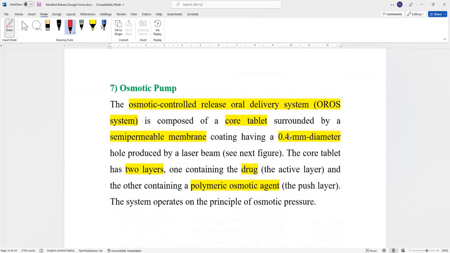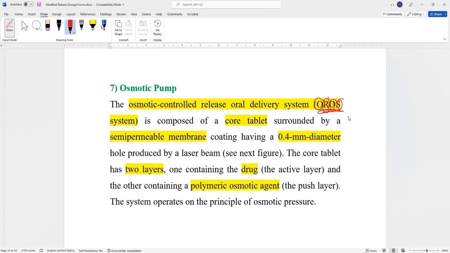Okay, example number 7, osmotic pump. Okay, osmotic pump, what is that? What am I talking about? Here we are talking about a system called OROS. What is the name of the system? OROS. OROS stands for O for osmotic controlled, R for release, O for oral, delivery system, O for oral delivery, S for system, OROS.